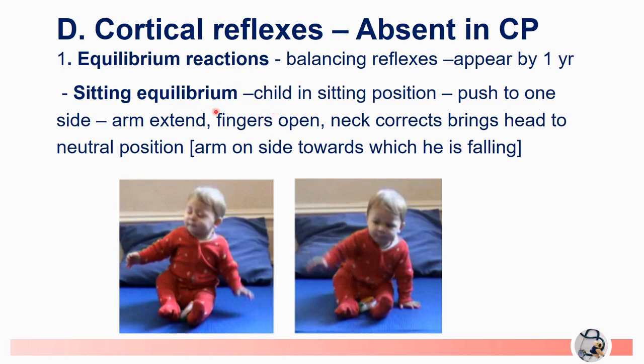For sitting equilibrium, you can just follow the picture. The child is put in a sitting position like this and pushed to one side, and then the arm gets extended with fingers open, and the neck corrects and brings the head to a neutral position. You can see in this picture the arm on the side towards which the child is falling is extended and the fingers are open to take support, and they try to balance the head in the center. So this is sitting equilibrium.